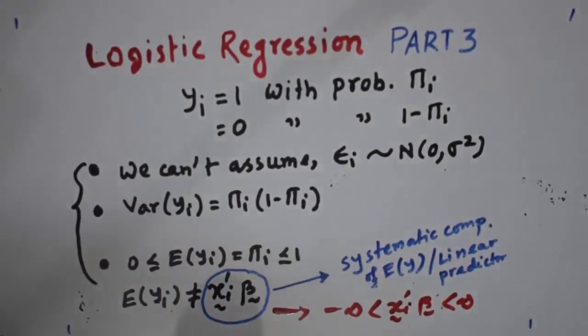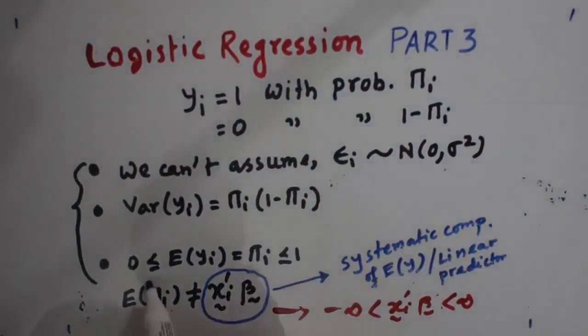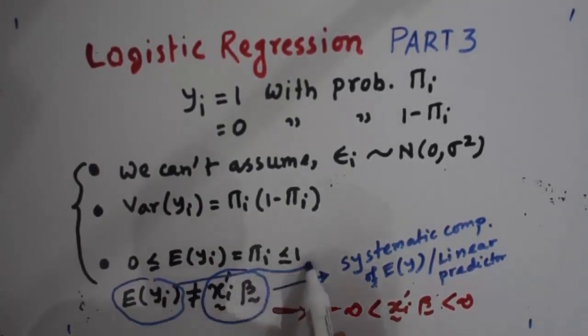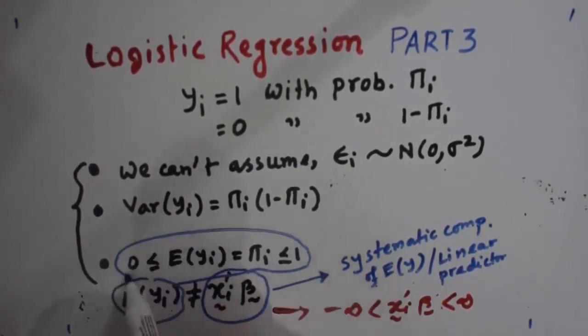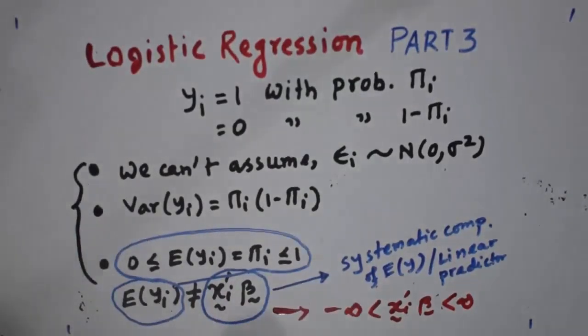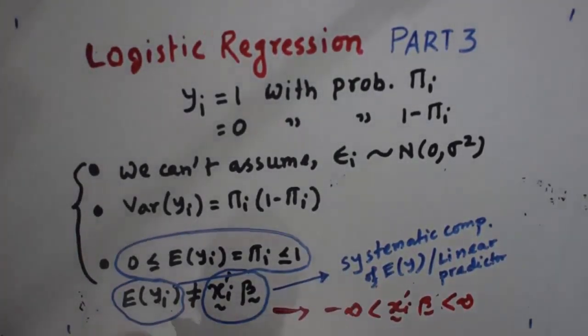And again, this part lies between 0 and 1. So we cannot write expectation of yi equal to xi curl prime beta curl. So for this reason we need a link function which links these two parts.